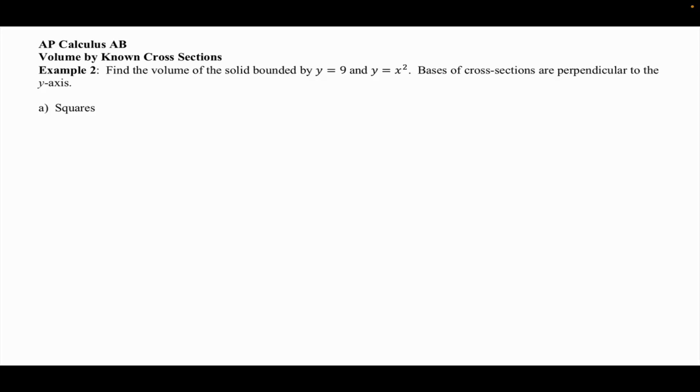So the first thing it says is find the volume of the solid bounded by y equals 9, y equals x squared. Okay, those are the two areas. That's where it's being bounded. So that's where we're going to graph. We're going to do a graph right here in a second.